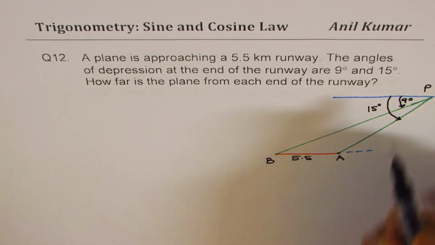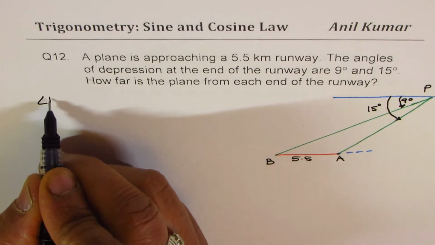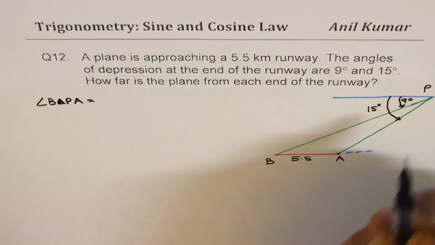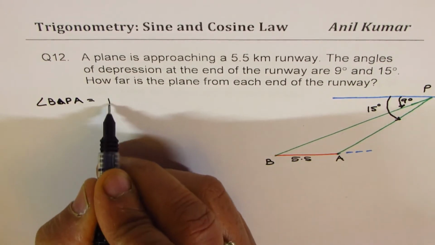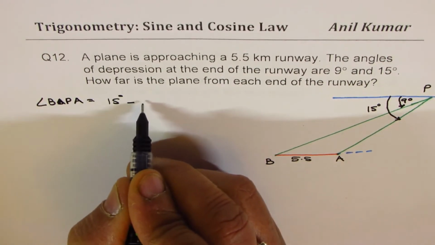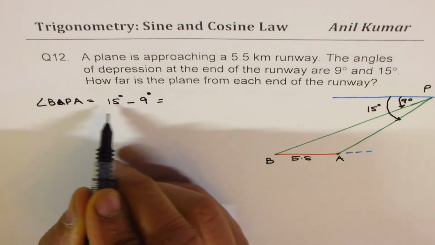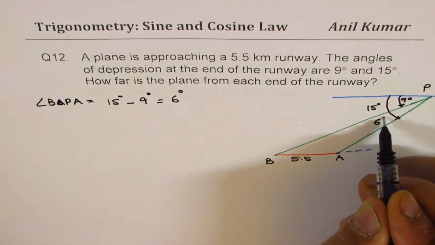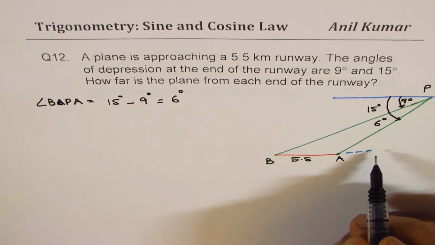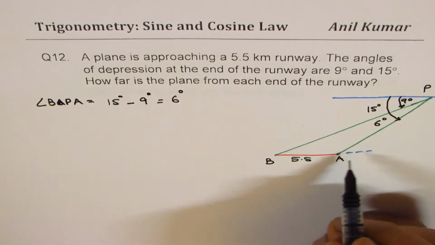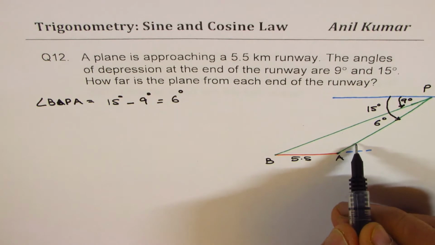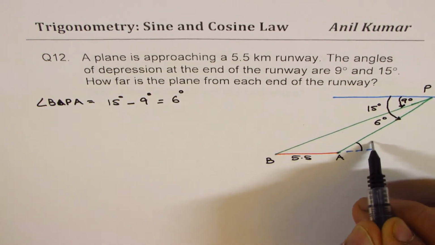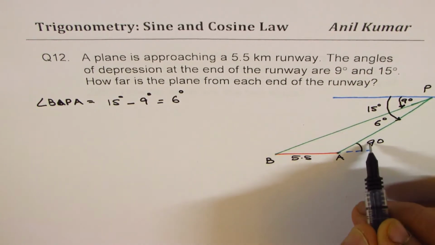So we can get the angle BPA as equal to 15 degrees minus 9 degrees, which is 6 degrees. So that is a 6 degree angle here. We can also write down what the angle here is. Angle here will be 9 degrees, correct? And 15 degrees.